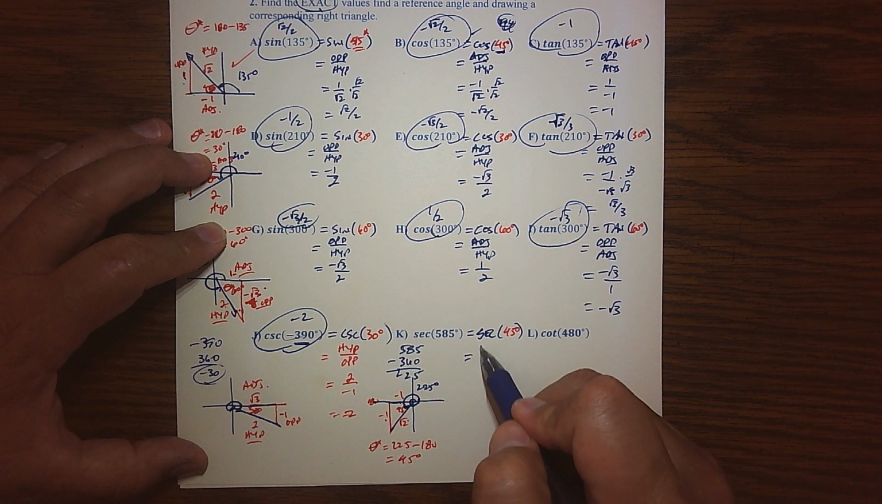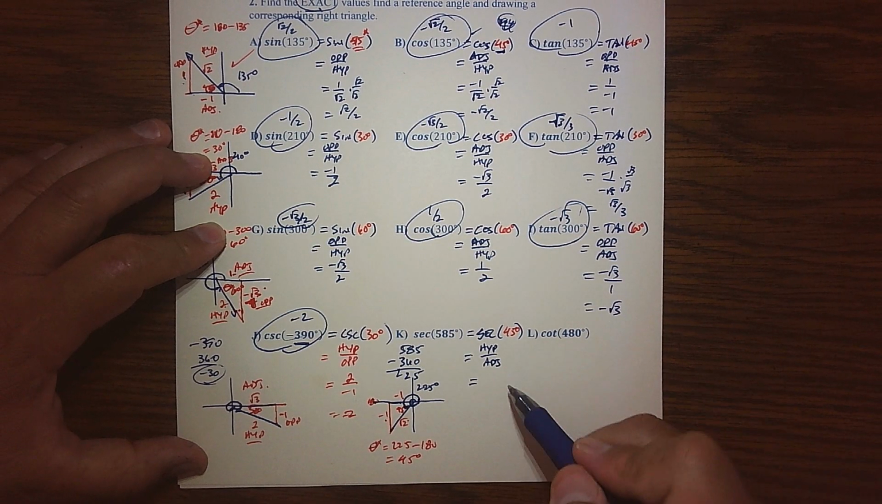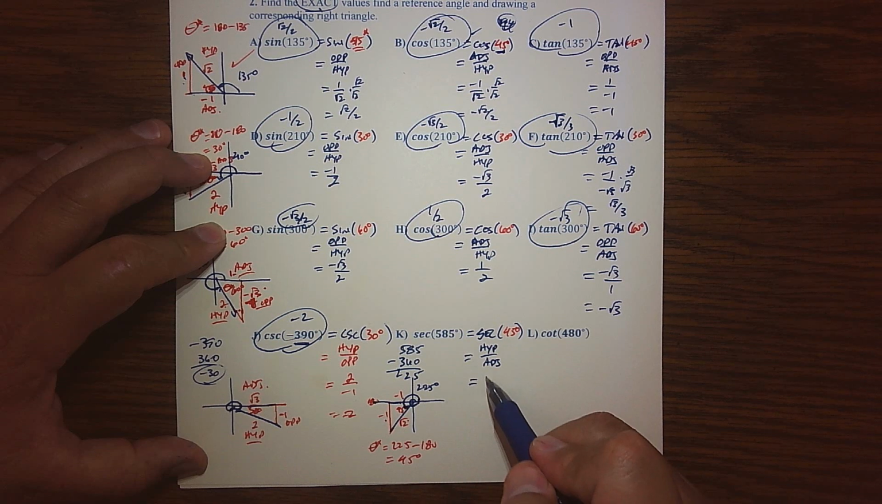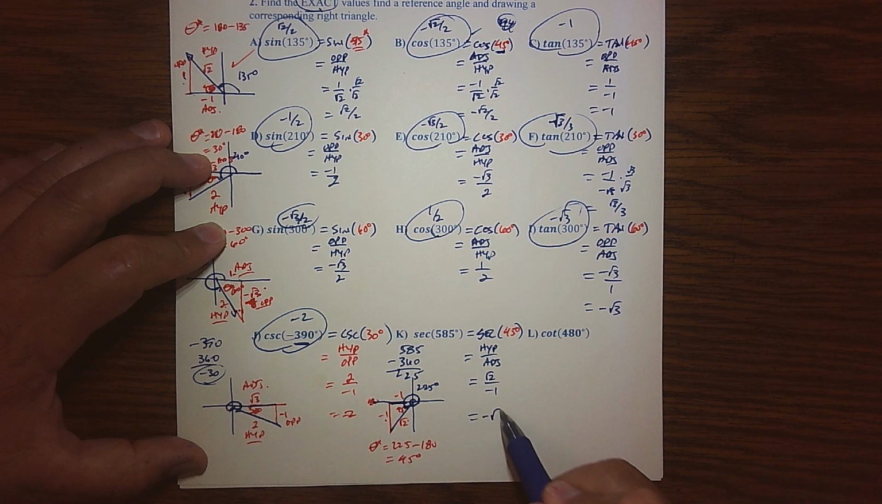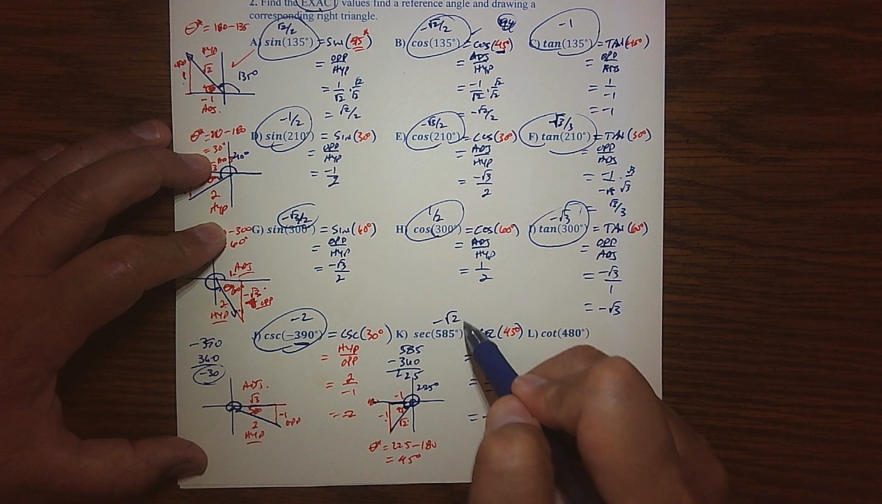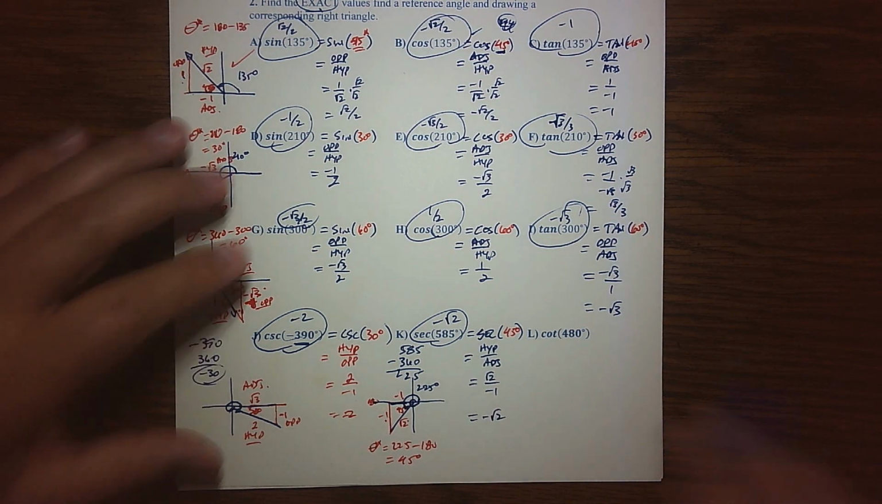What's the secant? It's my hypotenuse over my adjacent. In this picture, the hypotenuse is the square root of 2, and the adjacent, this side right here, is -1. So we get negative square root of 2. So there would be the exact secant value for 585 degrees based off of my reference and corresponding right triangle. One more, we have 480.